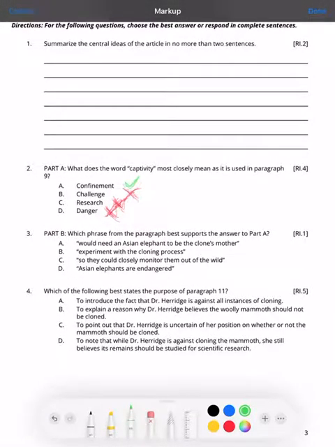I don't know about that one. Experiment with the cloning process? So they could closely monitor them out of the wild? I kind of see that, so I might say that Asian elephants are endangered. Again, I can't cross them out because I don't know what the context is.